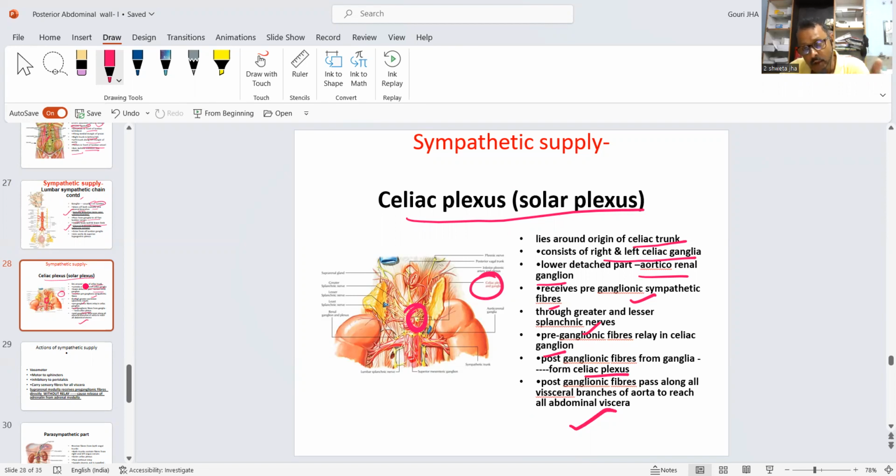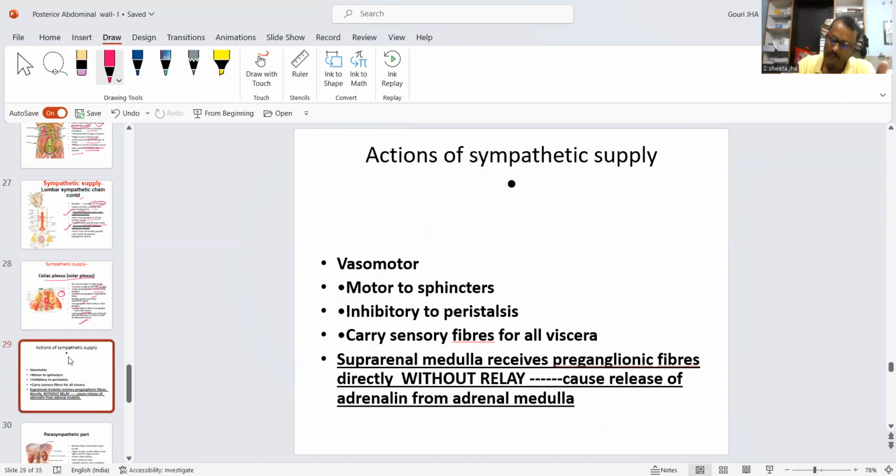So the preganglionic fiber coming through the splanchnic nerve reaches the celiac ganglion. From the celiac ganglion, the postganglionic fiber forms the celiac plexus, and from the celiac plexus, all the branches travel along with the branches of the aorta to supply the different abdominal viscera, all the abdominal viscera.